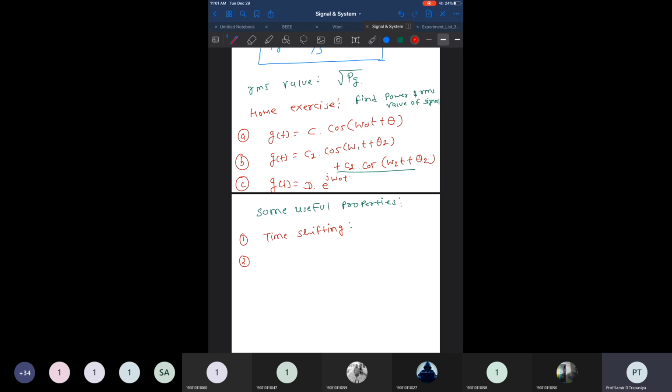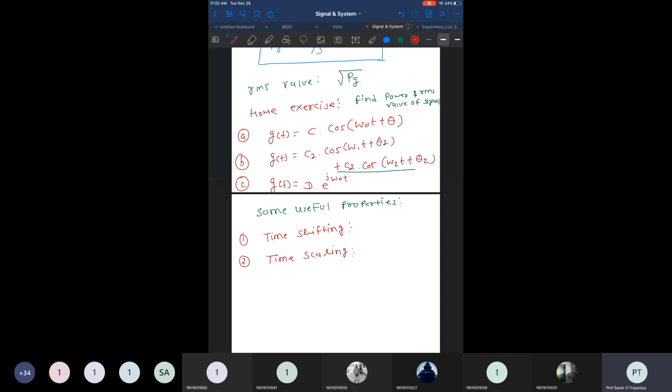If you shift the signal to the right or left, in advance of the time or delay of the time, we need to understand how to represent the signal. Another one is the time scaling property. All these properties are related to the time axis. The time scaling property tells us, if we compress or expand the signal on the time axis, how it can be represented mathematically.